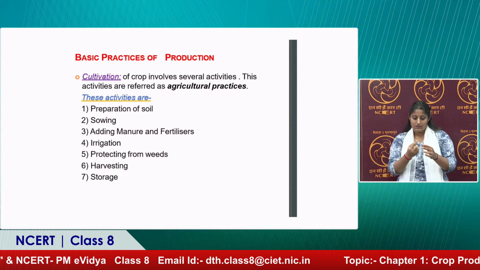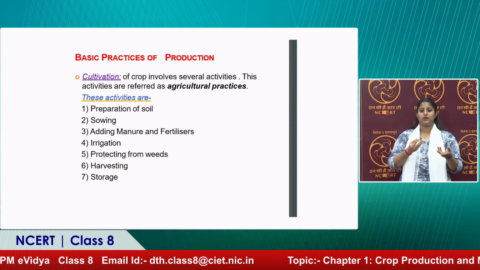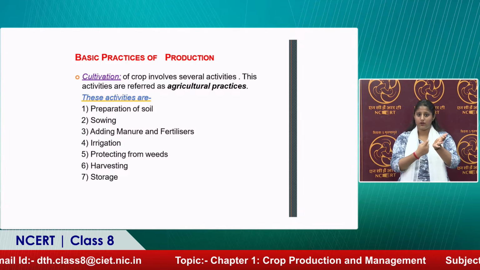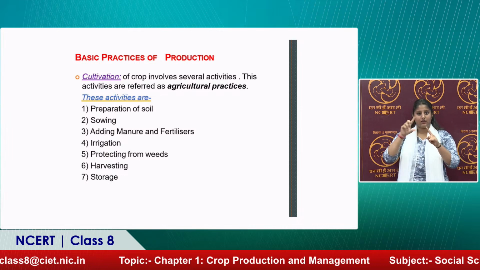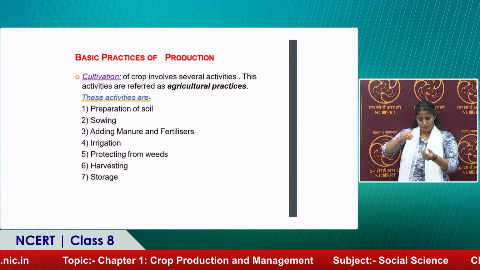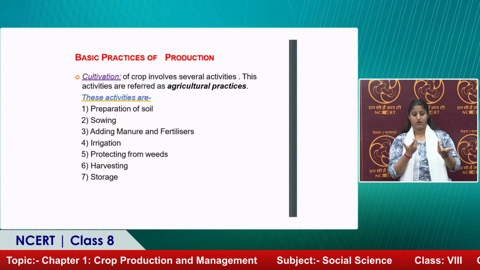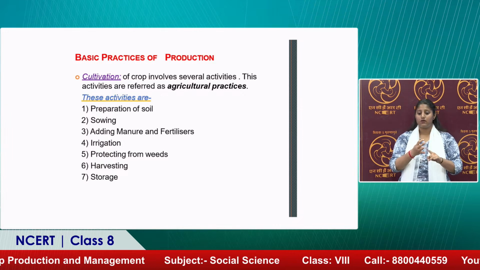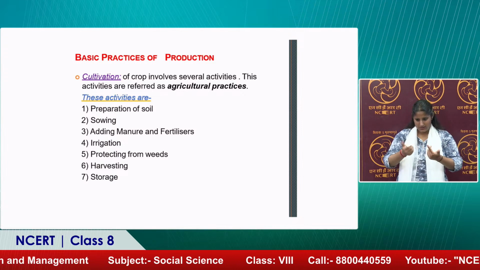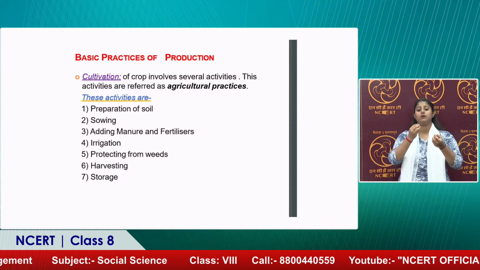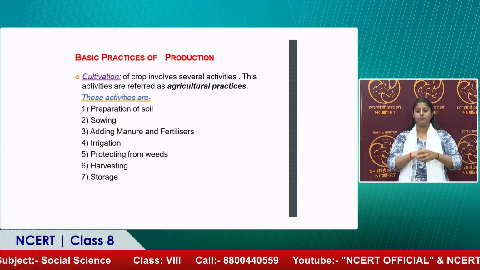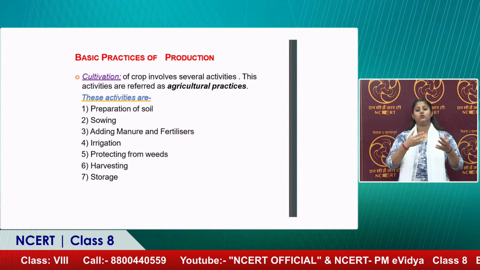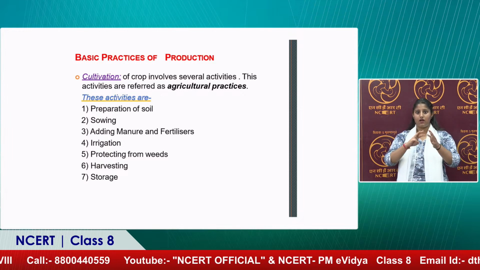After sowing seeds, soil needs some sort of nourishment. That nourishment it gets from manures and fertilizers. So that becomes the third point, adding manures and fertilizers. Next we need water. For all seeds to grow, water is required. Yes, so the fourth step is irrigation, providing an adequate amount of water. Next we need to protect our crop from weeds. Right. After that, our crop is ready, so it needs to be harvested.